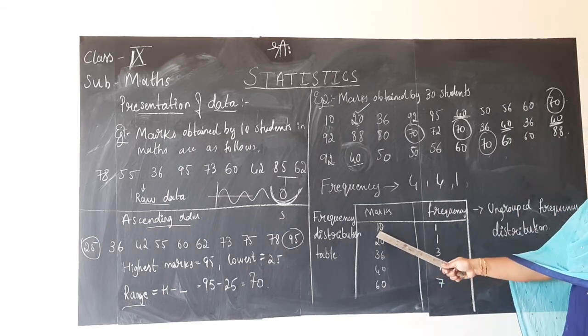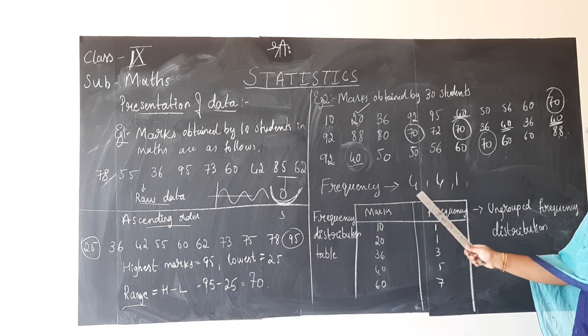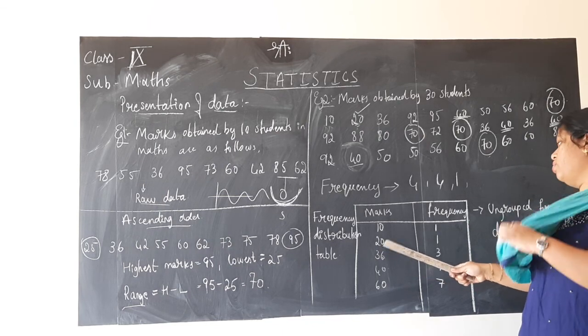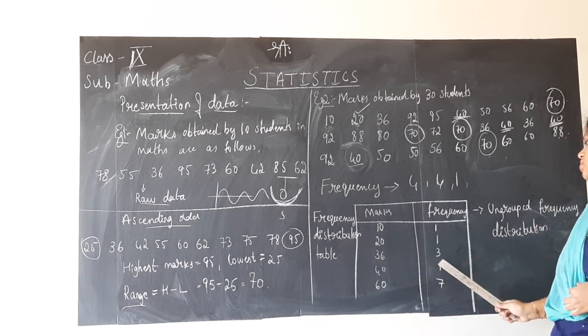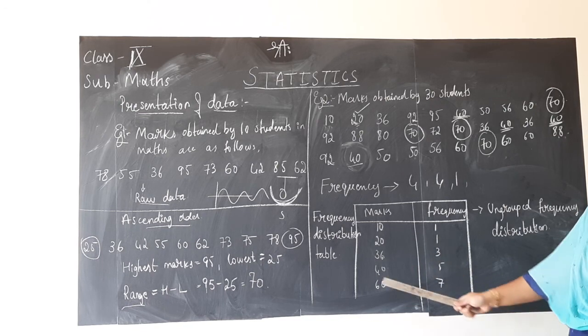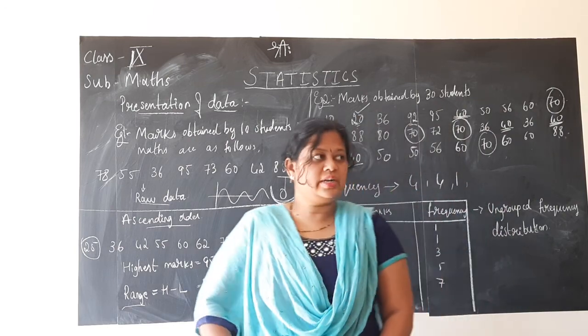Like 10 marks was scored by one student. So frequency of 10 is 1. As we did here, it is represented in the form of a table. 20 is scored by one student. 30 is scored by 3 students. 40 is scored by 5 students. 60 marks is scored by 7 students. So frequency of 60 is 7.